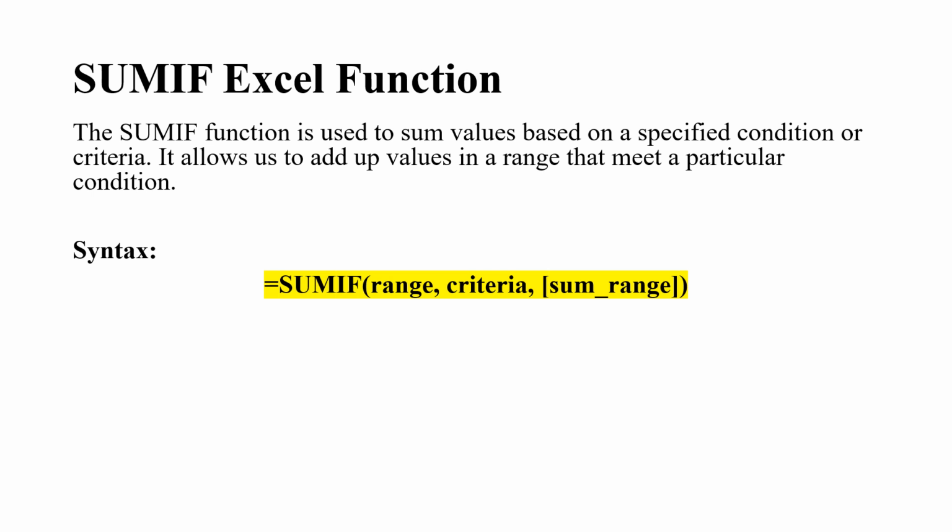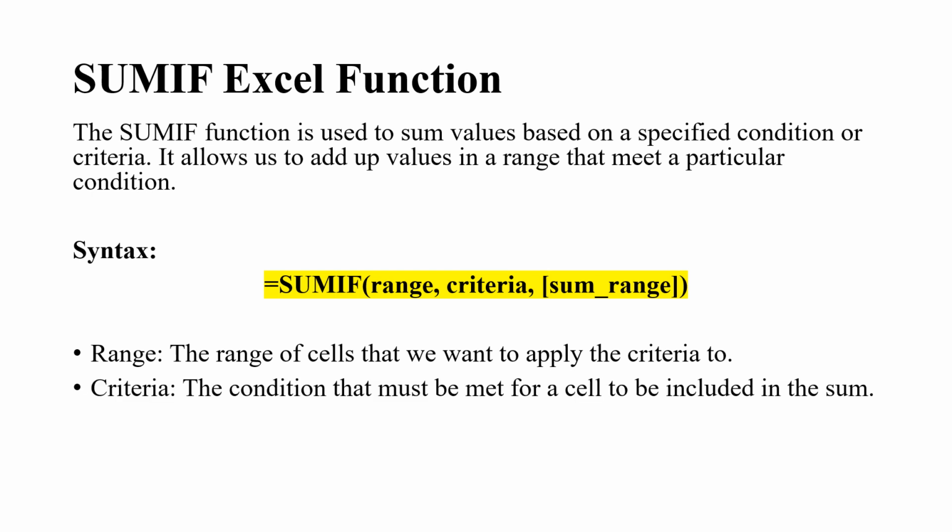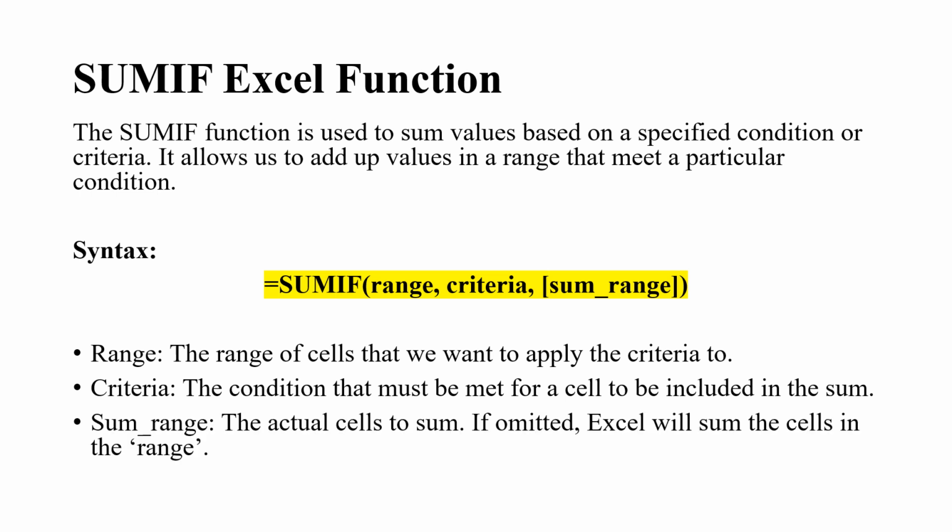Within the brackets, there are three different arguments. We will have to produce the range of cells that we want to apply the criteria to, the criteria, the conditions that must be met for a cell to be included in the sum, and finally the sum range, the actual cells where the numbers exist for us to finally have a sum. This sum range is basically an optional argument. If we don't include it, Excel will automatically use the range we have entered to also sum the cells.